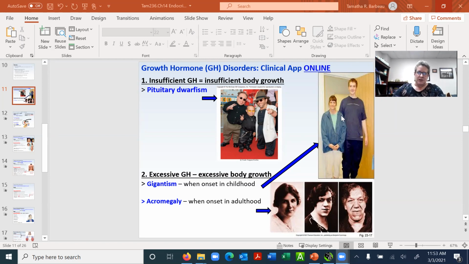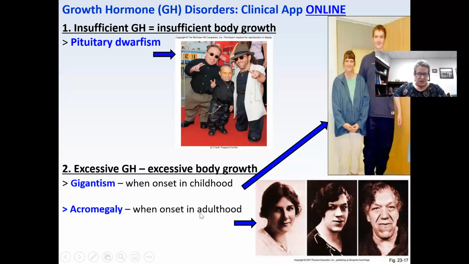When the onset of the excess growth hormone happens in childhood, that's called gigantism. And when the onset happens in an adult, that's called acromegaly. So when I think of the two, I think of acromegaly and I think of the onset being in adults. The word acromegaly has an A and adult has an A. In fact, let me make this bigger for you. So I think of the letter A here, and we're going to underline that. A goes for adult.